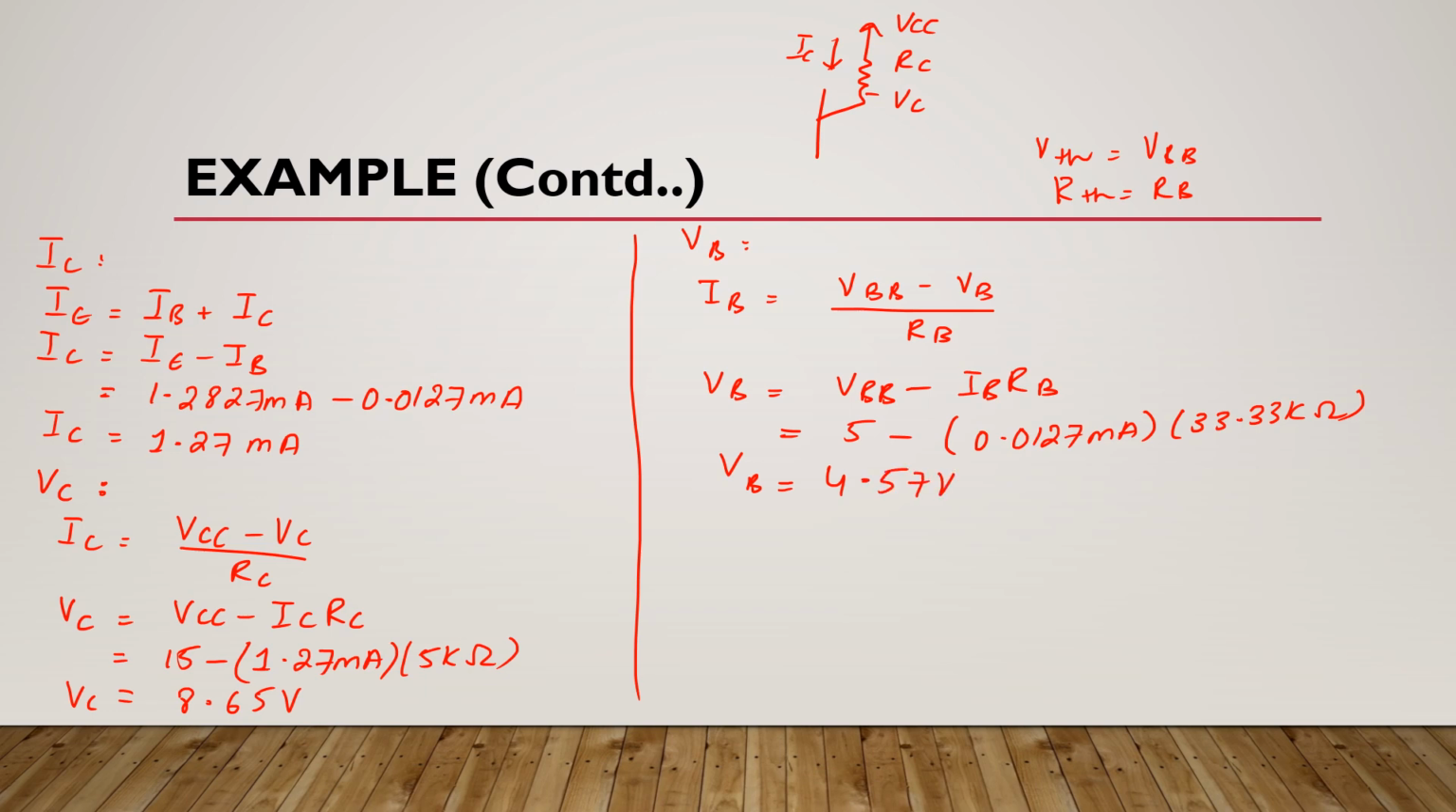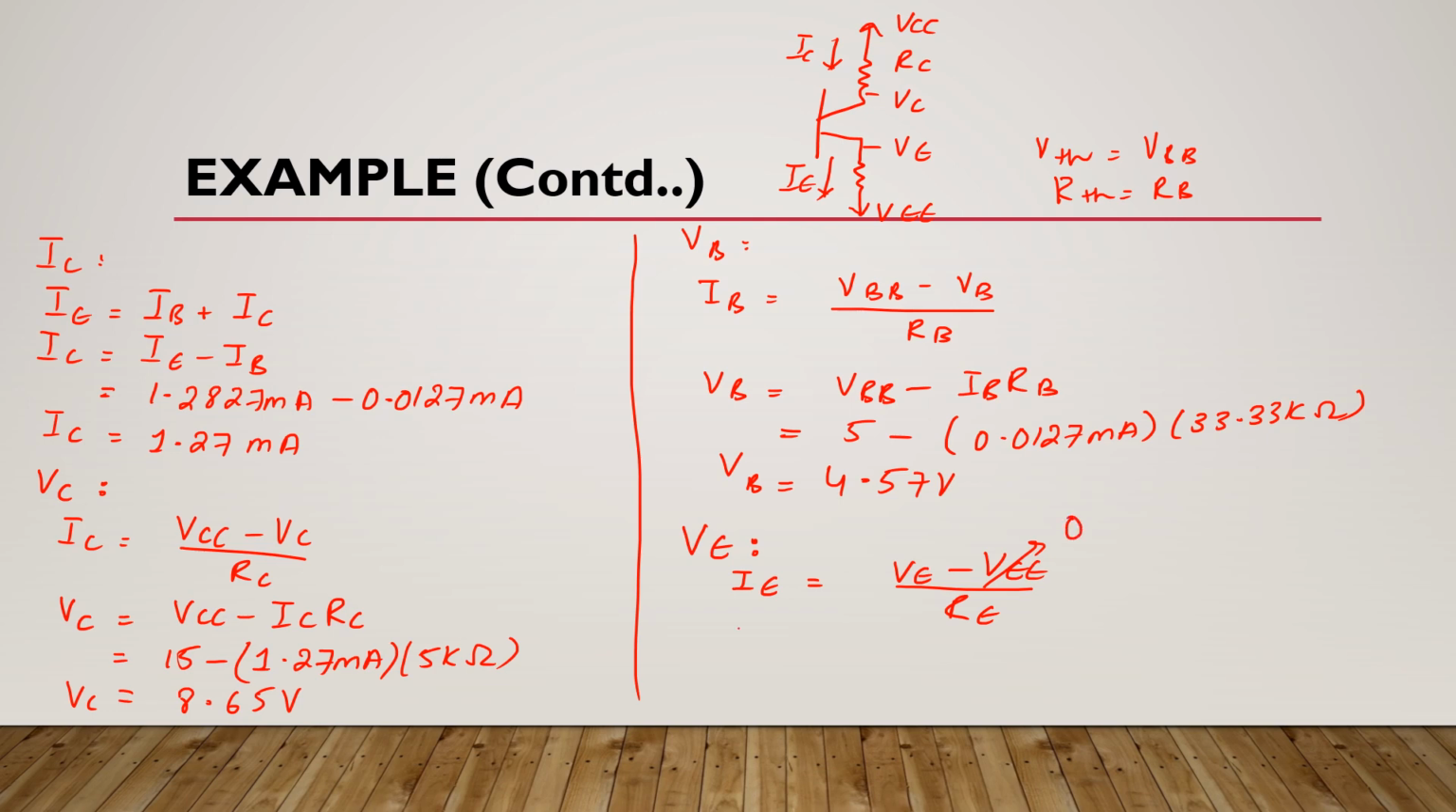Now we will find the nodal voltage of the emitter. For this, we will use this equation: IE is equal to VE minus VEE divided by RE, because we know that the emitter is like this, where VE is at higher potential as compared to VEE, and this is the direction of the emitter current. Now here this VEE is 0 because it is at ground.